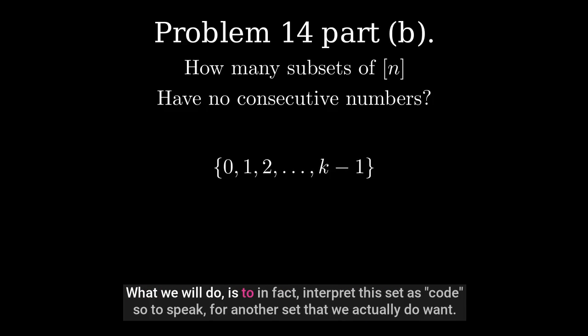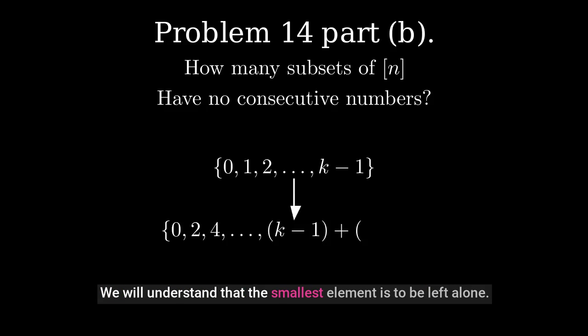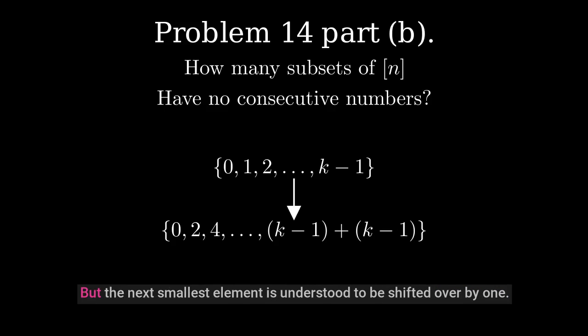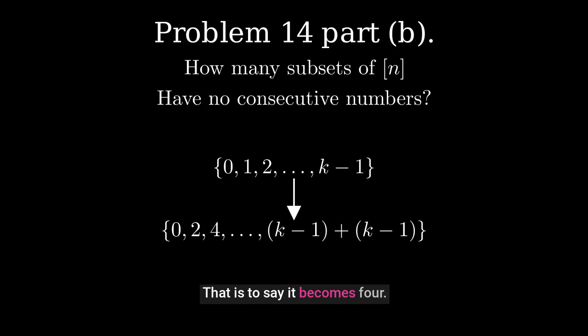What we will do is to, in fact, interpret this set as code, so to speak, for another set that we actually do want. We will understand that the smallest element is to be left alone, but the next smallest element is understood to be shifted over by 1. Likewise, we take the next element, which is 2, and shift this by 2. That is to say, it becomes 4.